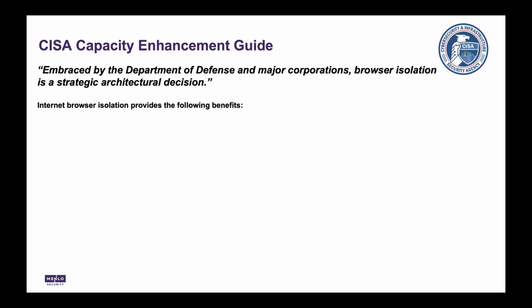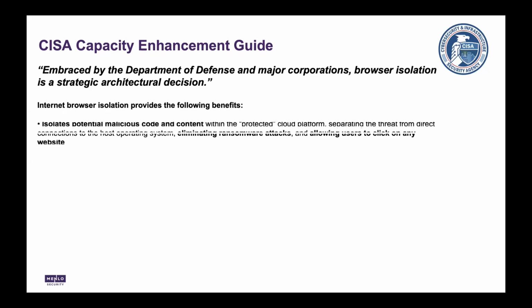And CISA, which is the Homeland Defense Department's agency for cybersecurity and infrastructure, has promulgated isolation as a strategic architectural approach to enhance security. And it provides a wide range of benefits. Clearly, first of all, it isolates potentially malicious code content. And the value here is eliminating ransomware attacks while not impacting the user's ability to do their job. And it allows users to click on any website to perform their function, whatever it may be.